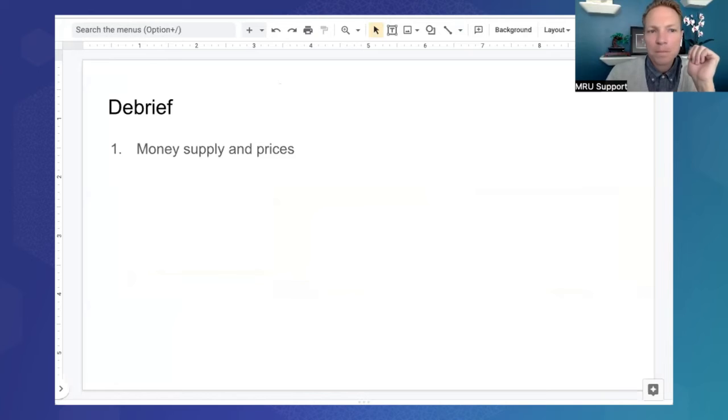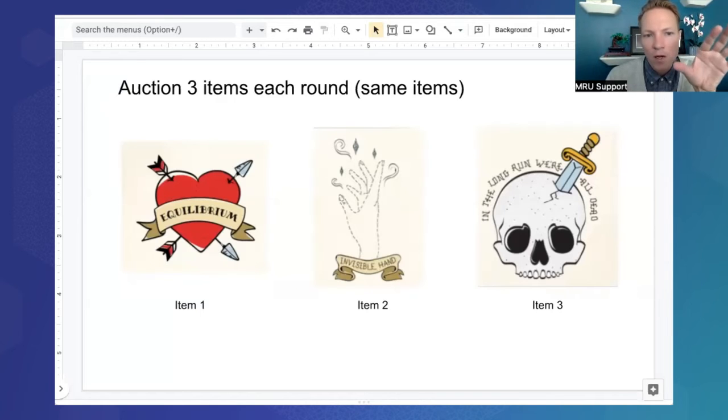Okay. And so what you're showing here is that link between the money supply and the prices. So in both rounds, you have the same 3 items.